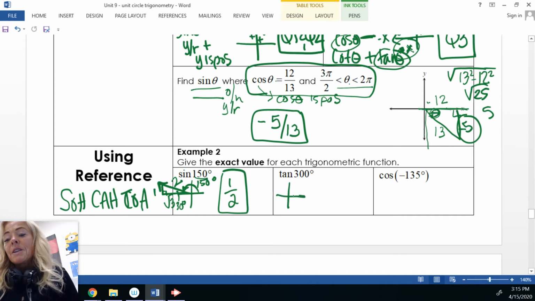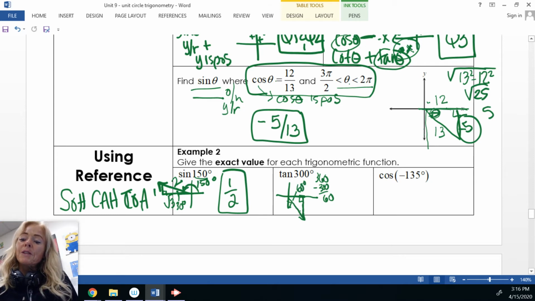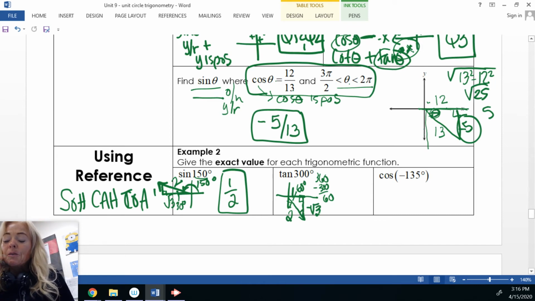Tangent 300. So I start here. I go past 270, another 30 degrees, and that's my terminal side. The reference angle, how much farther do I have to get to 360? 360 minus 300 is 60 degrees. So this is 60 degrees right there. That's what that angle is. So across, this one has to be 30. Across from the 30 is 1. Hypotenuse is 2. Long side is radical 3, but because we're going down, it's negative radical 3.